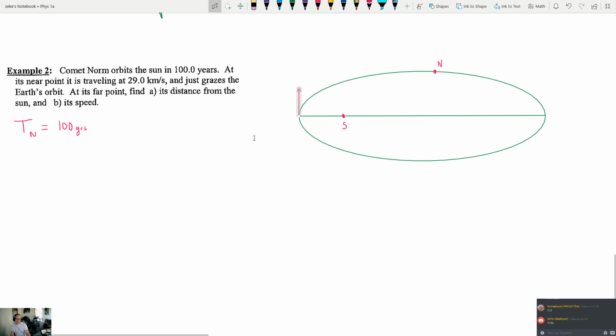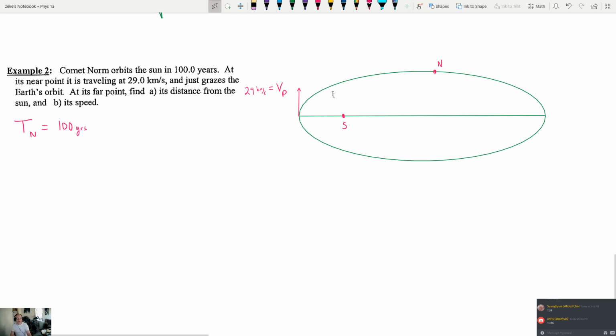So its velocity at this location, which I'm going to call VP, for the velocity at perigee. We know that this is equal to 29 kilometers per second. This is the closest approach.